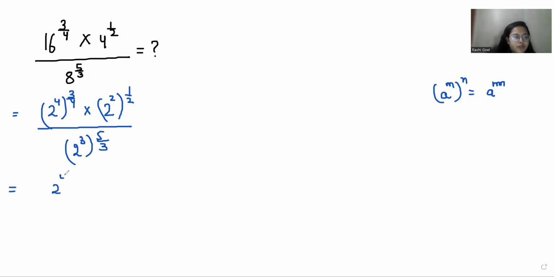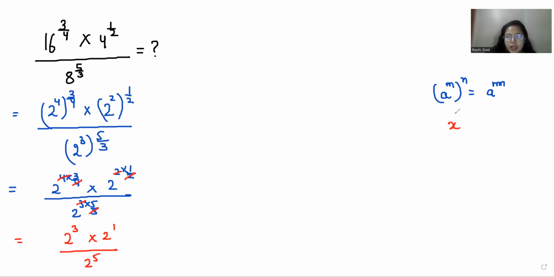So 2 power 4 times 3 by 4, times 2 power 2 times 1 by 2, in the denominator 2 power 3 times 5 by 3. Now we can cancel out the terms, 4 with 4, 2 with 2 and here 3 with 3. So what is left? 2 power 3 times 2 power 1 by 2 power 5.